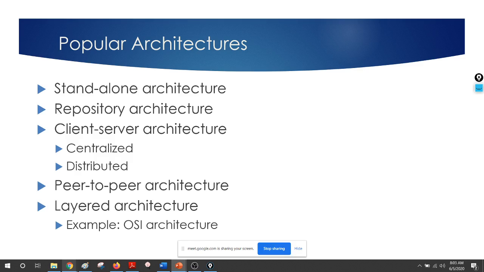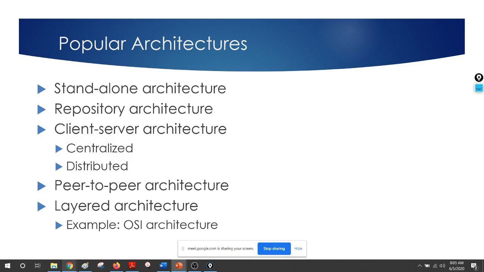Likewise, there are other architectures. I am not going to go into details. So you have to pick the architecture, or sometimes you have to combine one or two architectures together and use the best architecture that you want to have. Okay, so that is very important. So that is the high level design.